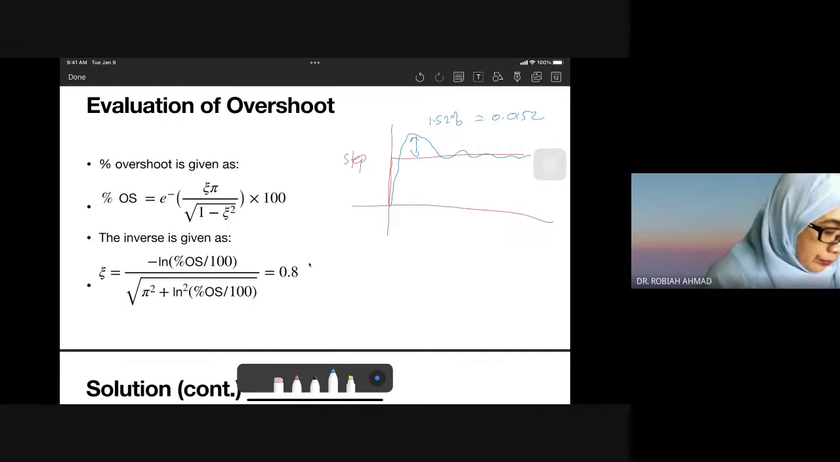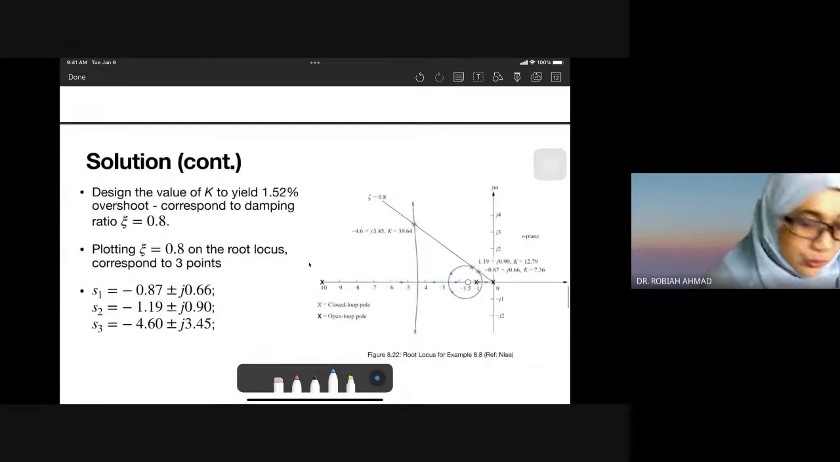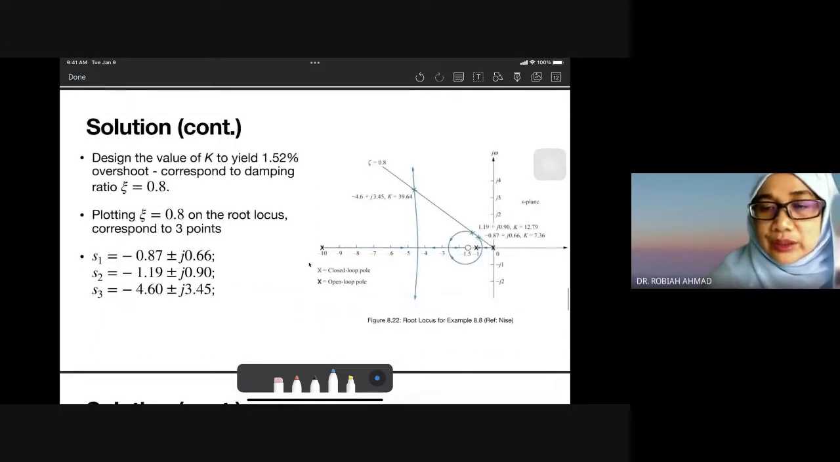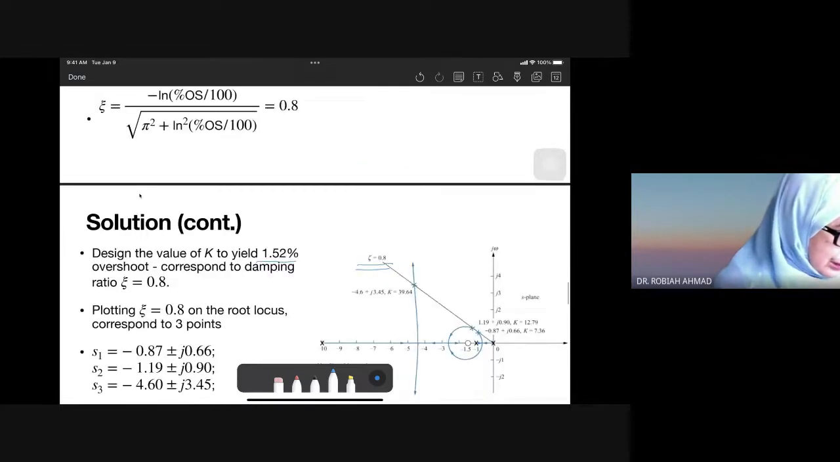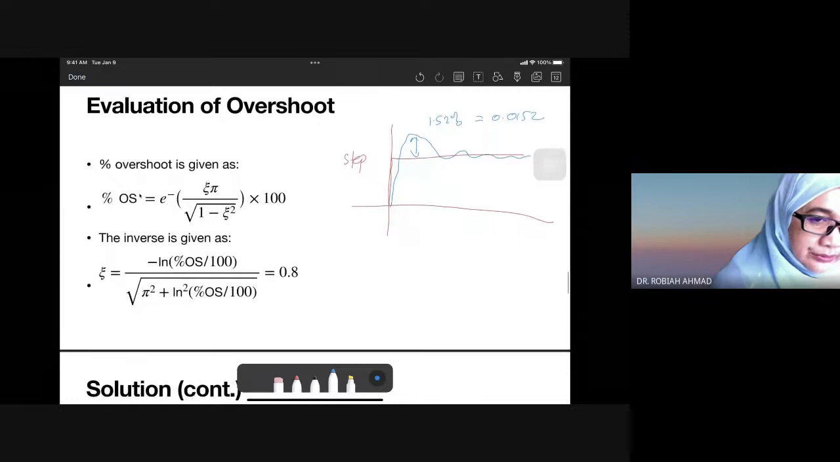Now applying this damping ratio 0.8 to our previous root locus that we sketched earlier. This is the damping ratio to satisfy the condition of overshoot 1.52%. So design the value of K to yield 1.52% overshoot, which corresponds to a damping ratio of 0.8. How do we manage that? Using the previous formula. Percent overshoot is given as here.